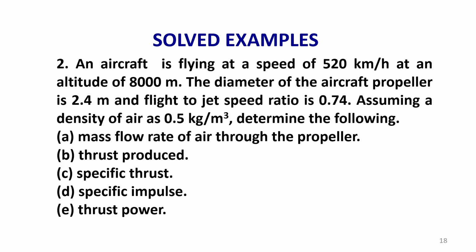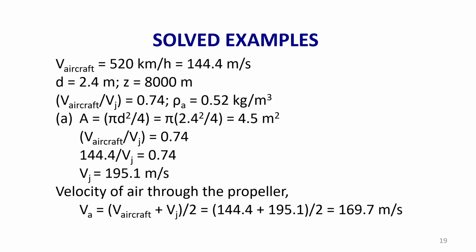Next one is the aircraft flying at a speed of 520 km per hour at an altitude of 8,000. The diameter of the aircraft propeller is given. Flight to jet speed ratio, that is velocity of aircraft divided by jet velocity. This is the flight to jet ratio, it is given. Density of air is given.